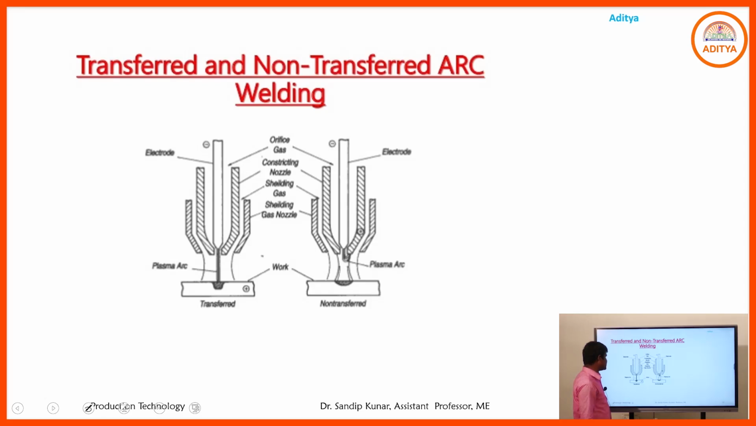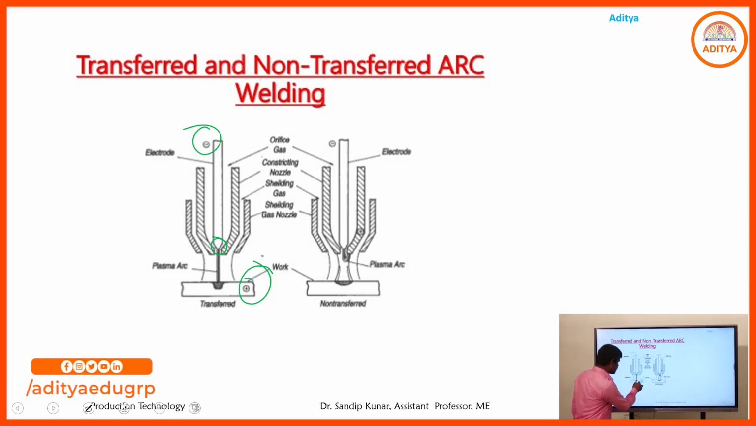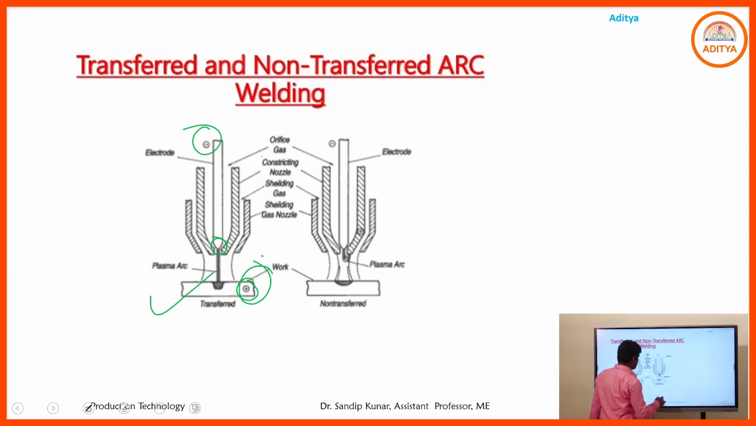In the picture, the arc is generated between the workpiece and the electrode. One part is connected to the negative end of the power supply, and the other part is connected to the positive end. That is the transfer mode. In the case of non-transfer mode, the electrode is connected to the negative end and the nozzle is connected to the positive end. Here the workpiece is not directly connected to the power supply.